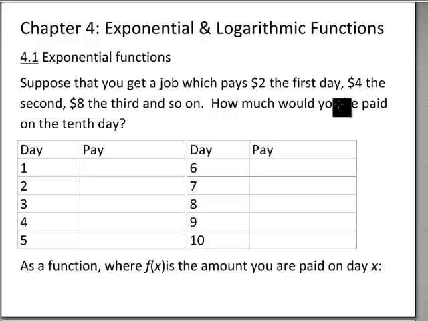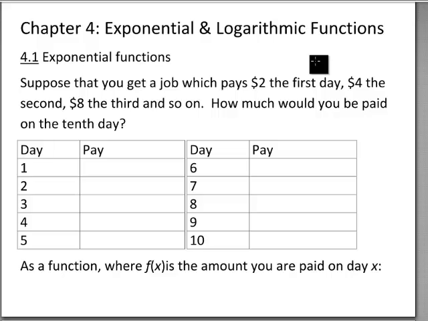Hello everyone. Today we're going to look at Chapter 4, the beginnings of it anyway. Section 4.1 is exponential expressions. This whole chapter deals with exponential and logarithmic functions. So we are going to begin with exponential functions, as it says right there.